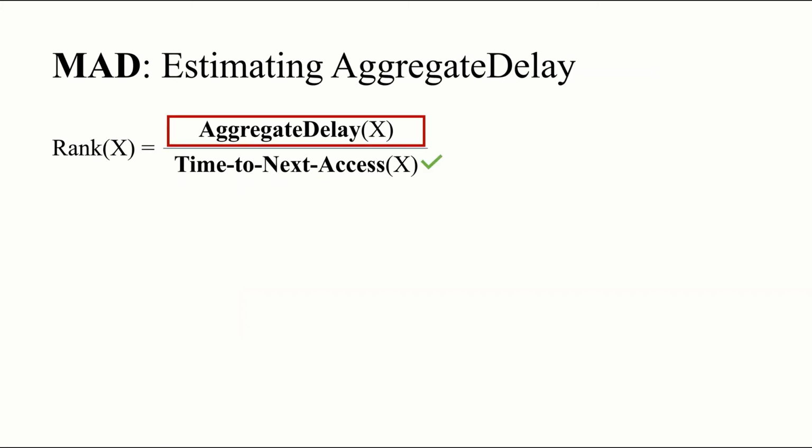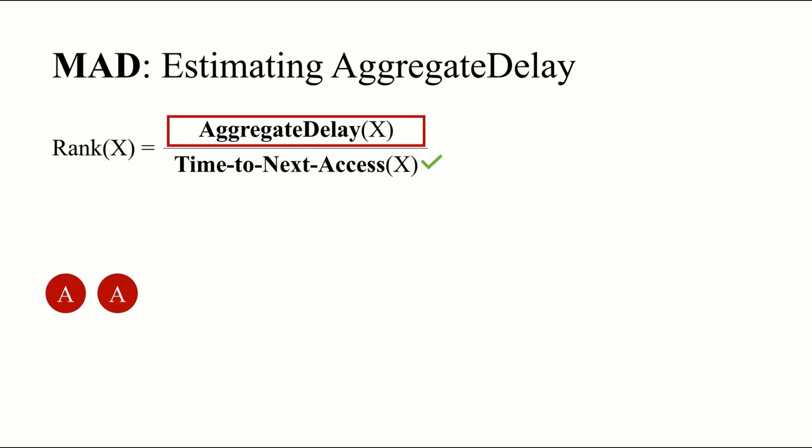So now that we have the denominator, let's look at how to compute the numerator, or an object's aggregate delay. To do this, we pretend that every past request to the object resulted in a cache miss, incurring some delay cost. Then, we use the average of these delay costs over an object's entire lifetime as an estimate of its future aggregate delay. Here's an example.